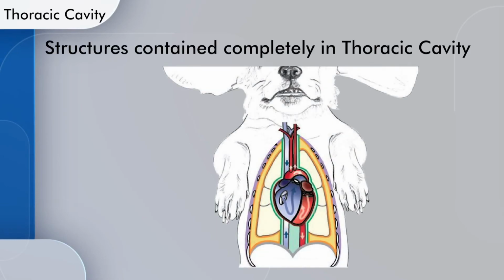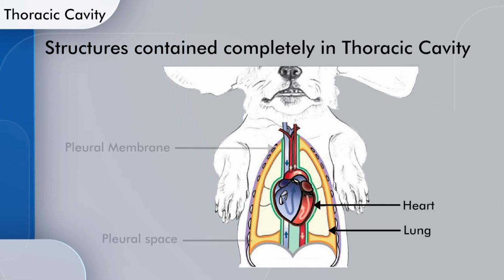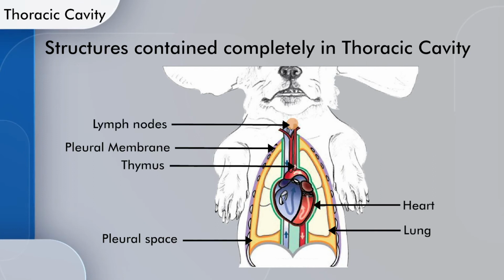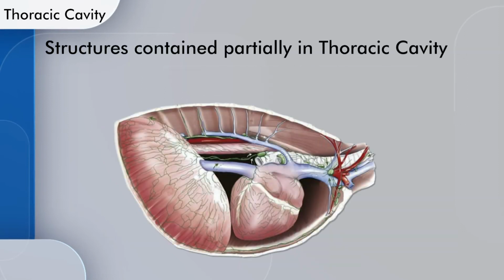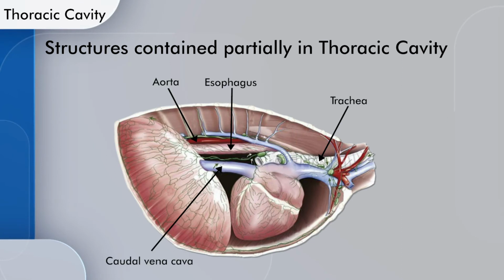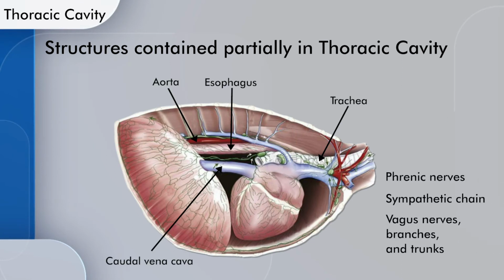Now, let us understand the contents of the thoracic cavity. Structures contained entirely in the thoracic cavity are heart and great vessels, lungs, pleura and pleural cavity, thymus, some lymph nodes, some sympathetic ganglia, mediastinum. Structures contained partially in the thoracic cavity: trachea, esophagus, aorta, caudal vena cava, phrenic nerves, sympathetic chain, vagus nerves, branches, and trunks.